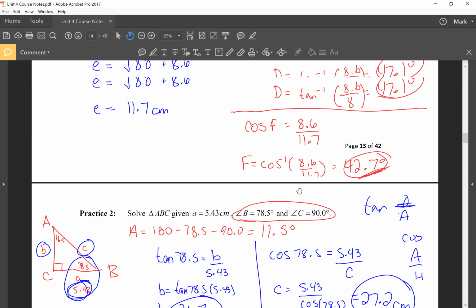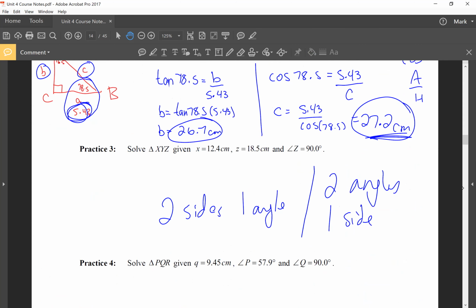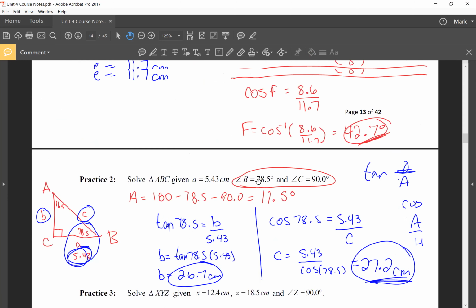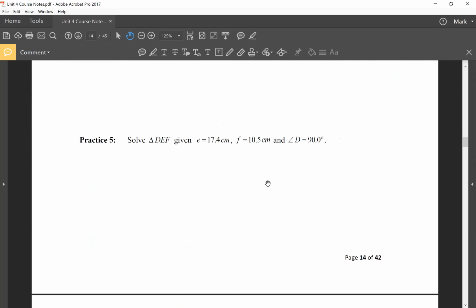So guys, every problem under this is the same. You will either get two sides and one angle, or you will get two angles and one side. Every question is the same. So if you can do practice 1 and 2, you can do any of these.